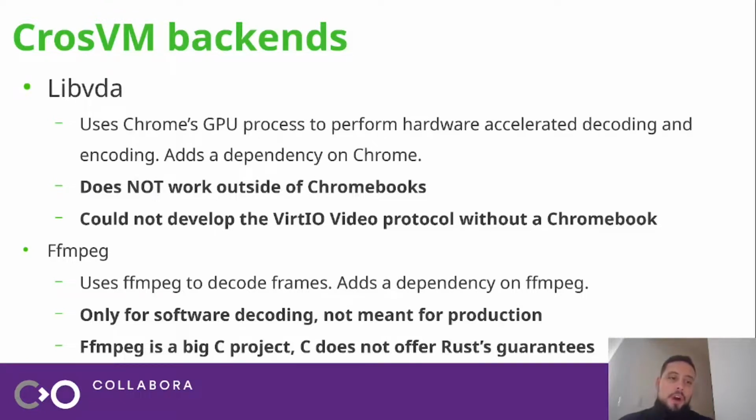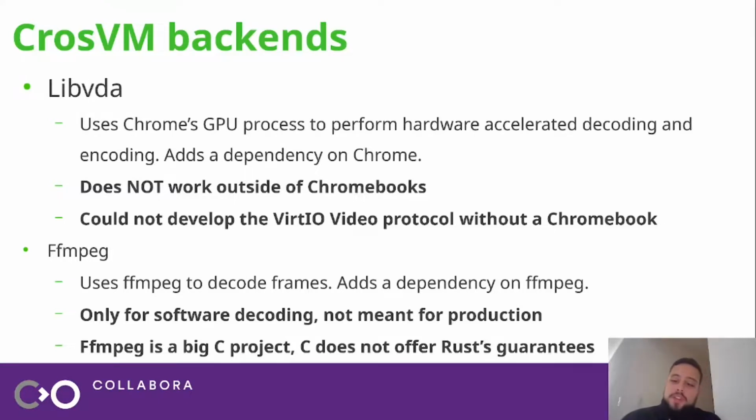So a person called Alex Kubo, who is one of the authors of the Virtio video protocol, worked on a backend that uses FFmpeg to decode frames. But then again, this adds a dependency on FFmpeg, which is a big C project using an unsafe language, which is again C. And also, by adding a dependency on FFmpeg, one would have to somehow ship FFmpeg or maintain this dependency on this big program written in an unsafe language.